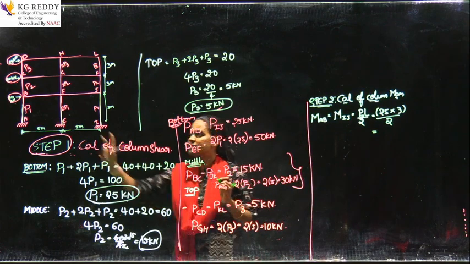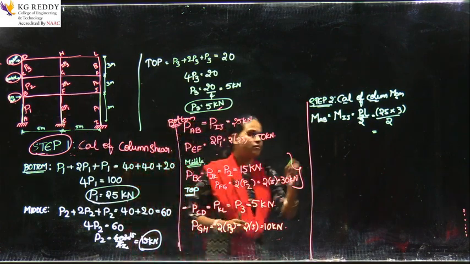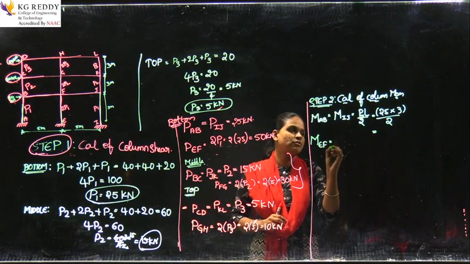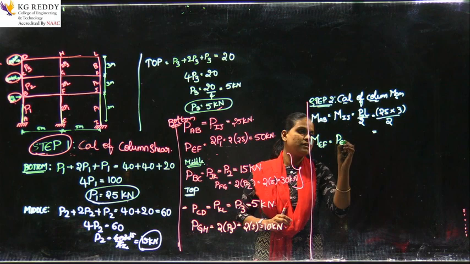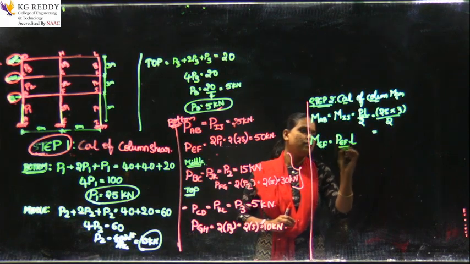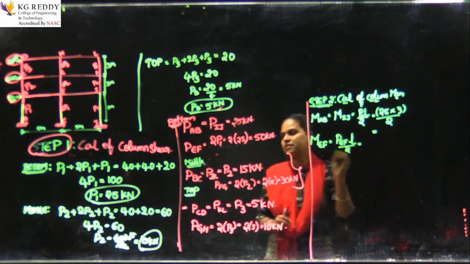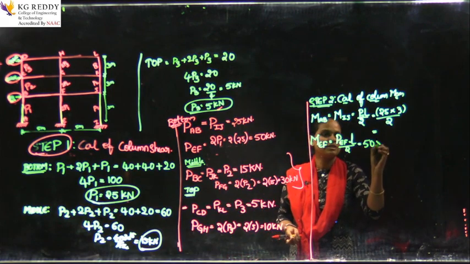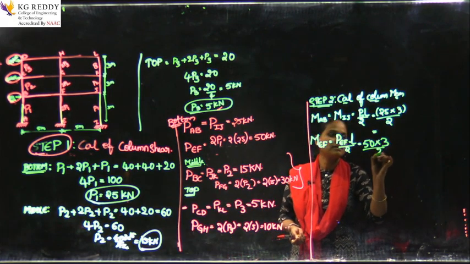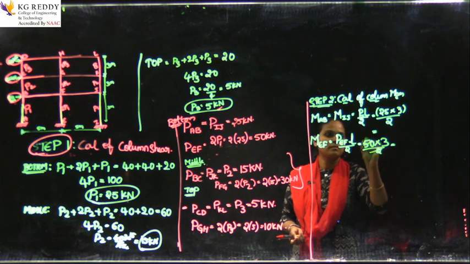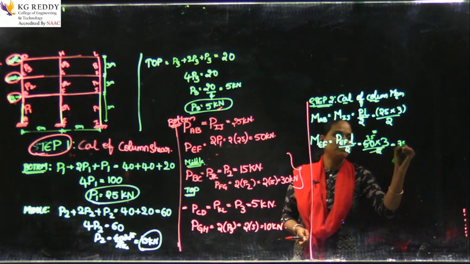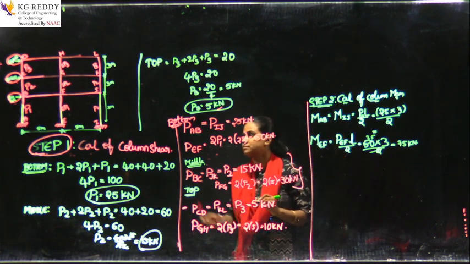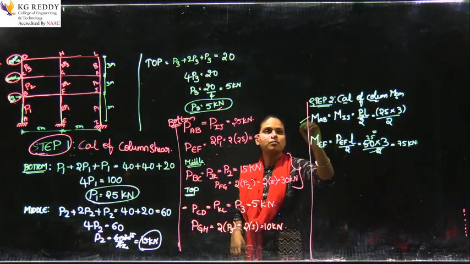Next, what is moments about EF? Moments about EF is equal to PEF L by 2. What is the PEF value? This is in kilonewtons. So 50 into what is the length? Same, 3 meters divided by 2. It is 75 kilonewtons. Next, this is for the bottom story.